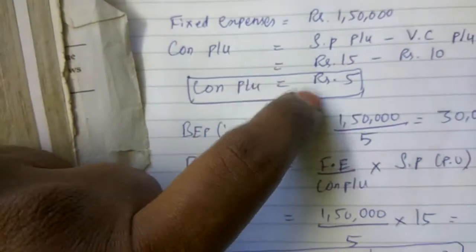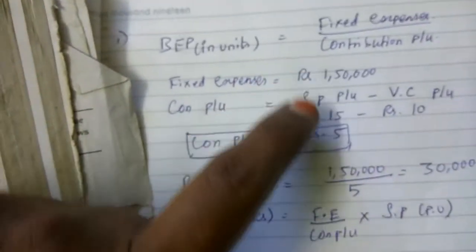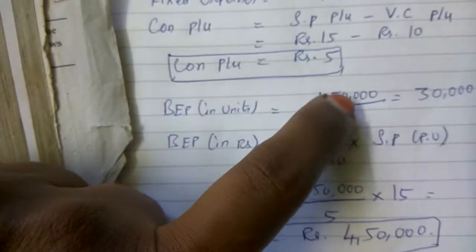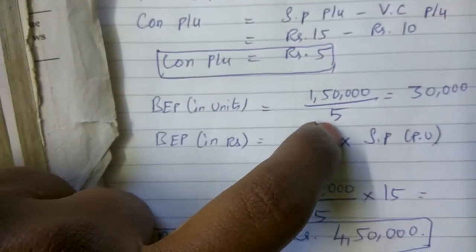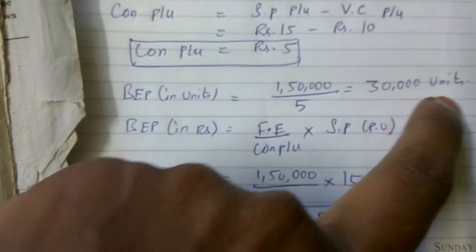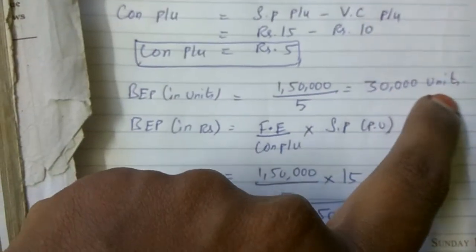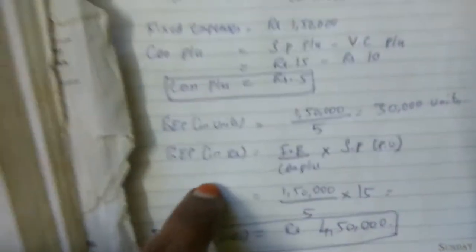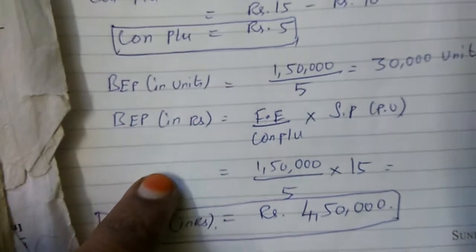So we now have the information for the formula, which is fixed expenses and contribution. This you have to apply here. Fixed expenses 1,50,000 divided by contribution per unit 5 gives 30,000. You should write here as units. Without writing this, we are not able to get full marks. So write down whether it is units or rupees.